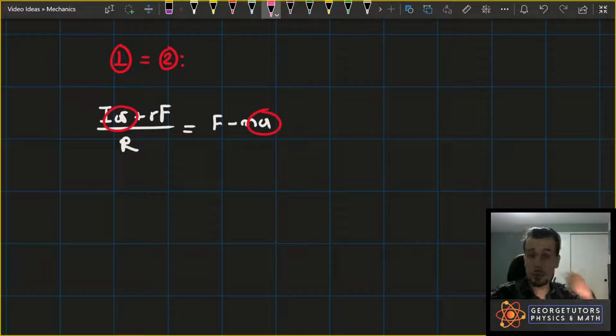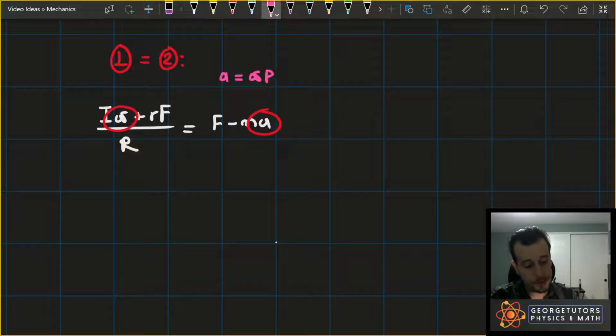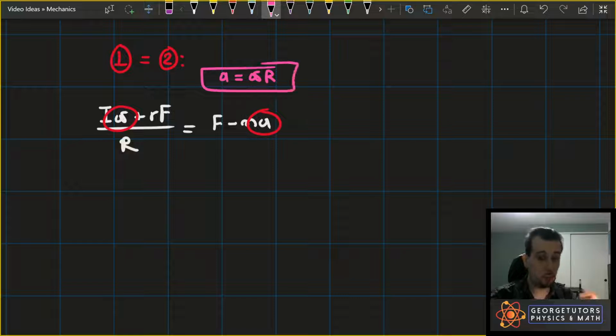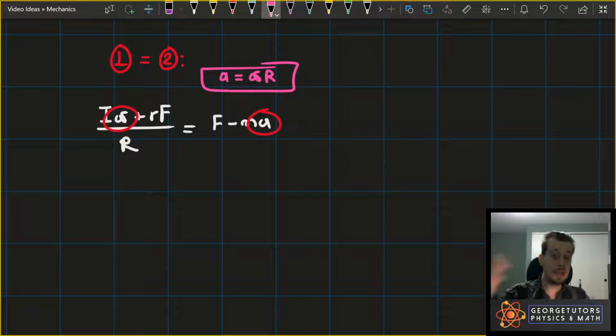But we can't forget that the spool is rolling without slipping, which means that immediately after we apply the force F, its linear acceleration is equal to alpha times r. This is the condition for rolling without slipping. And we've mentioned, again, that at the contact point, a pointing in one direction and alpha R pointing in the other direction, they're going to have equal magnitude so that there is no net acceleration at that contact point.